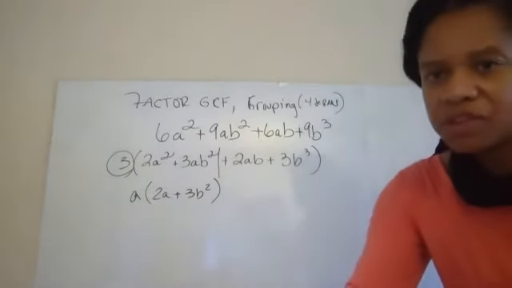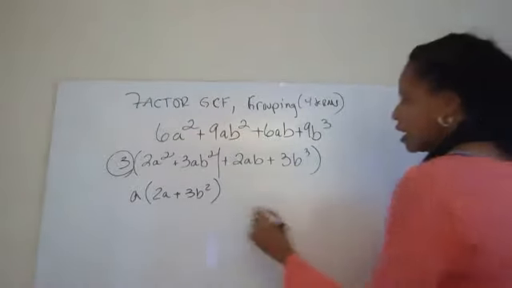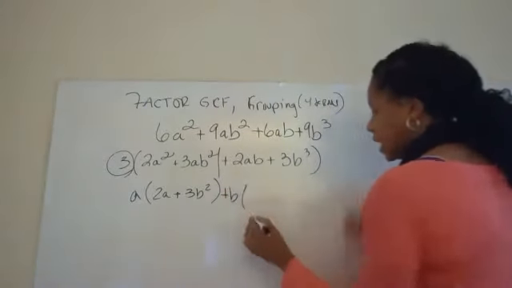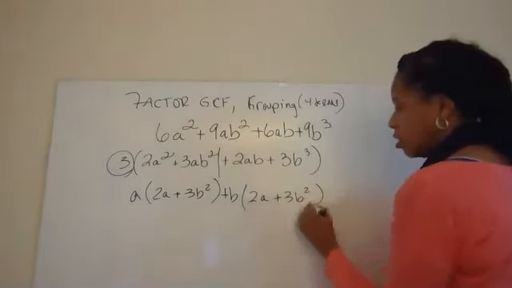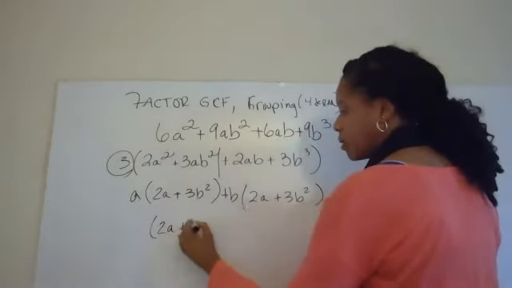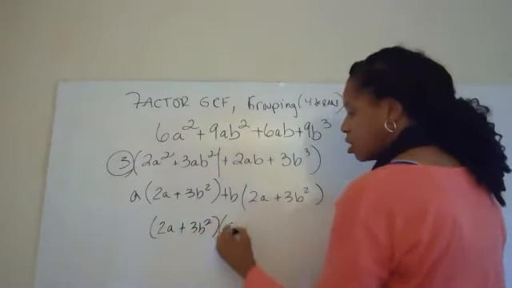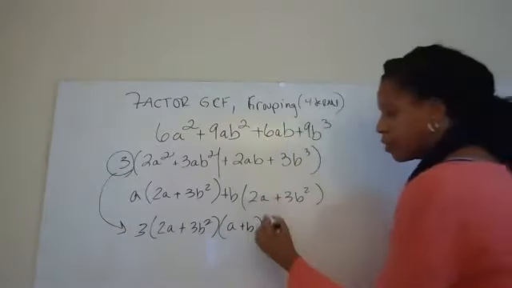All right, I have a GCF of an A. Then in the second group, I have a GCF of a positive B. So the parentheses match, so I know my problem is correct. So 2a plus 3b squared times a plus b, and the GCF comes down in front.